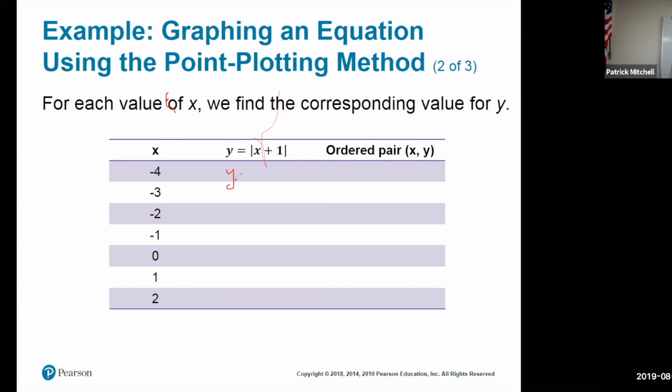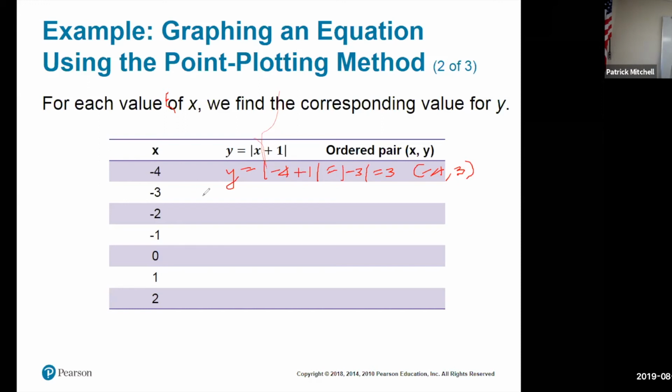So y equals... I'm glad I'm not doing the whole chart. I need some practice with this pen. Okay, so the absolute value of -4 plus 1, which is the absolute value of -3, and the absolute value of -3 is 3, which means the ordered pair that goes with that is -4, comma 3.